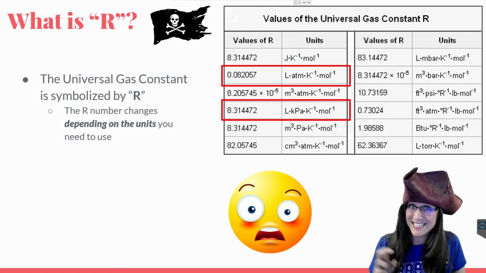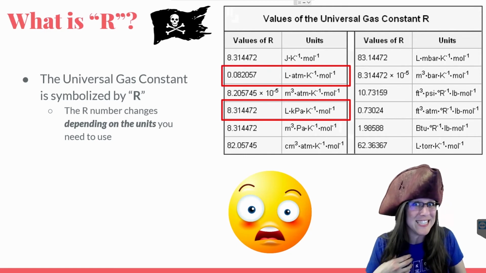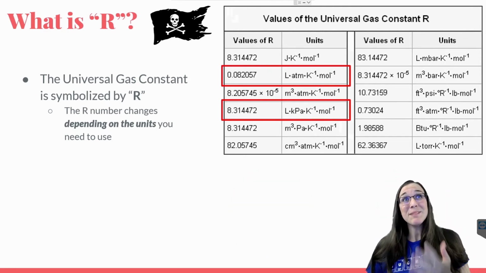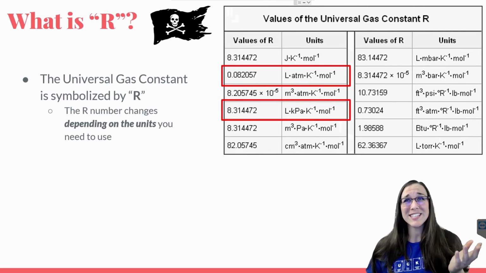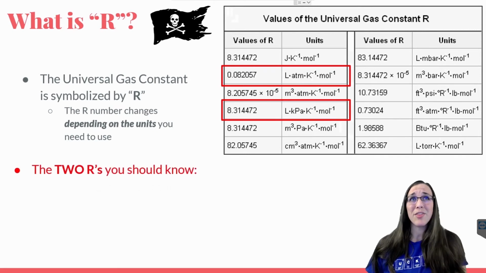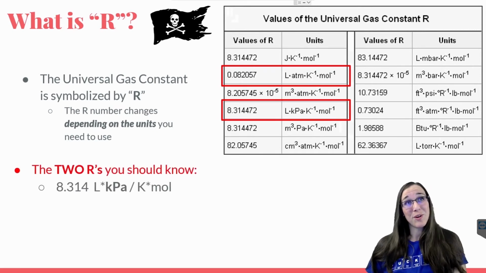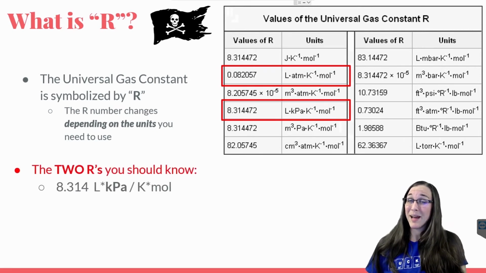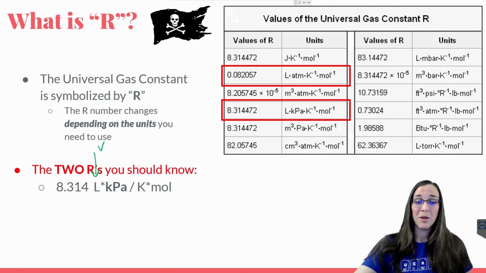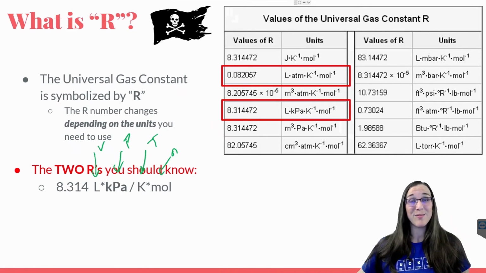You might think it is R, but actually it is the C. The universal gas law constant is known as R. It's symbolized as R, and this number changes depending on the units you're using. However, the two that you should be familiar with are 8.314 liters times kilopascals divided by Kelvin times moles. So notice that this involves the units of volume, pressure, temperature, and n for moles. Literally all of the things we just talked about for gas laws.